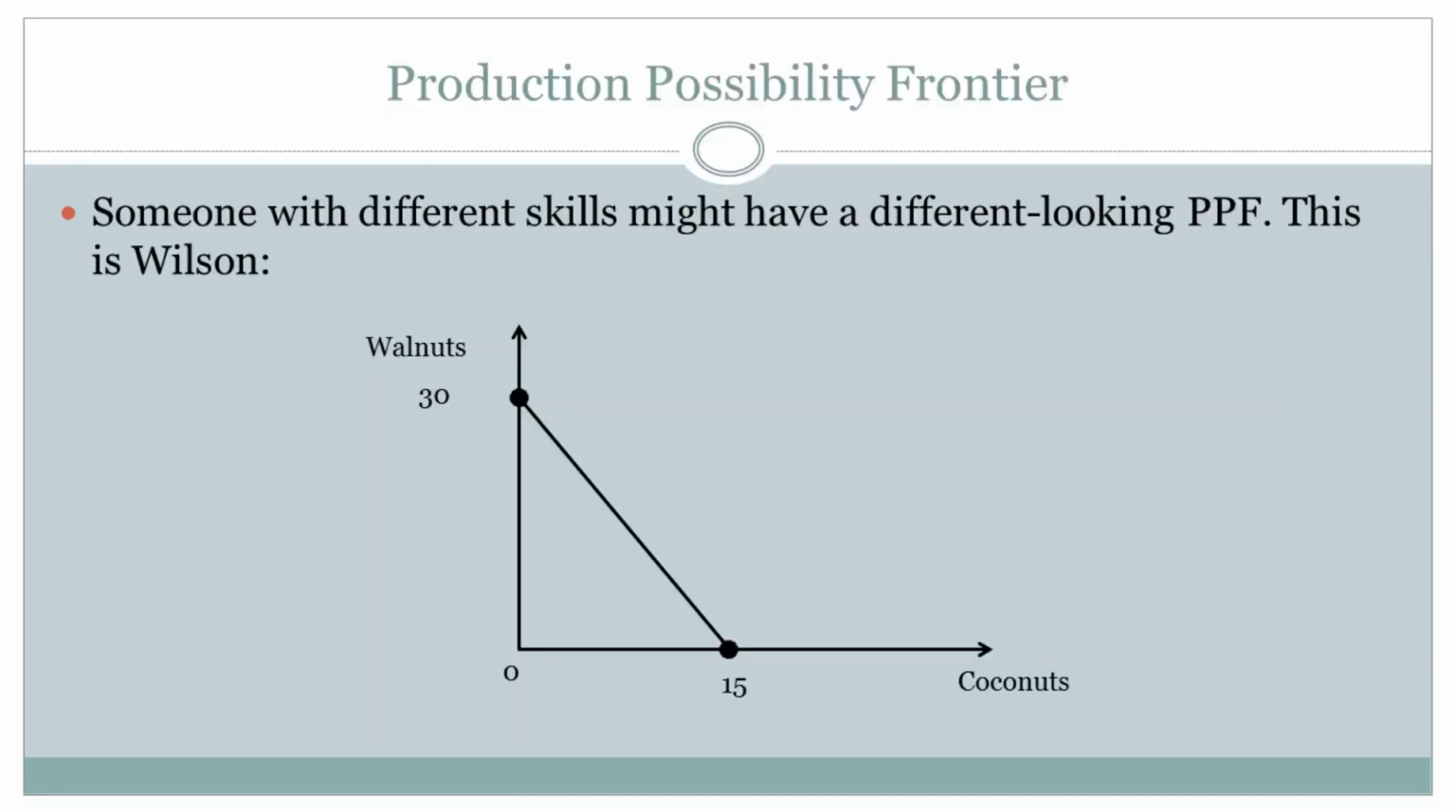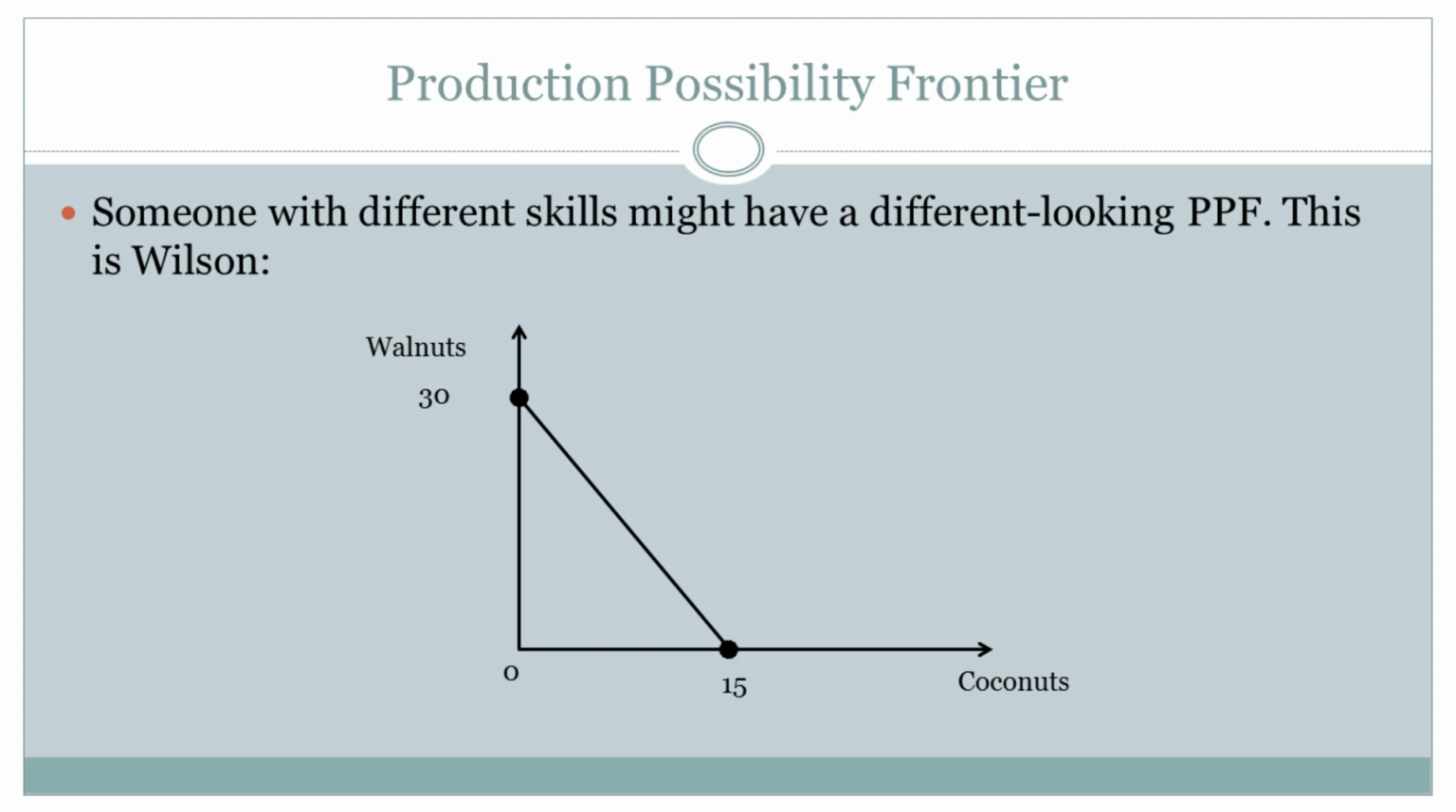So that's Chuck. Let's take a look at Wilson as well. Now Wilson's curve looks very similar, except he's much better at walnuts than he is at coconuts. So in Wilson's case, if he spent his whole day collecting walnuts, he could collect 30 walnuts. If he spent his whole day collecting coconuts, he could collect 15 coconuts.